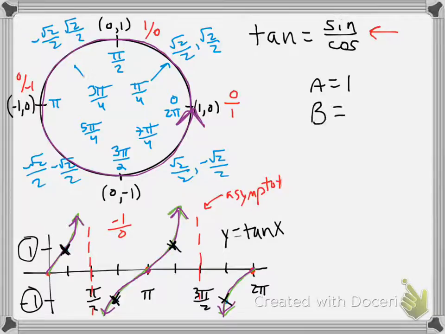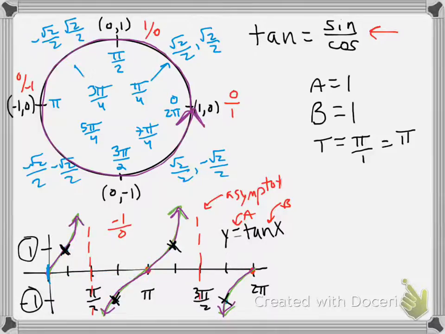My b value in this example is also 1. A value, b value. And so to find my period, I do period equals pi over 1, which is just pi. And that makes sense, right? Between 0 and pi, my function should repeat. So I complete one cycle between 0 and pi. So that's what we want. That's good.